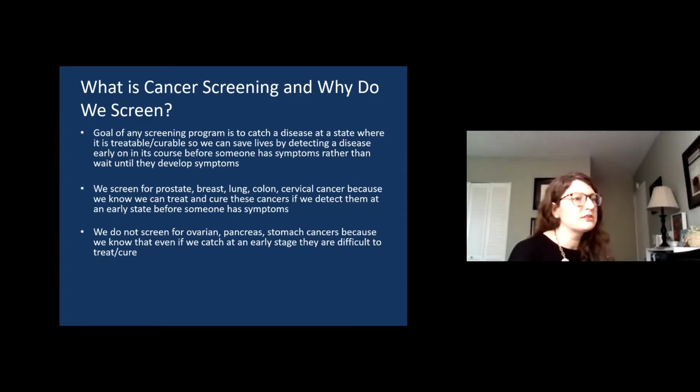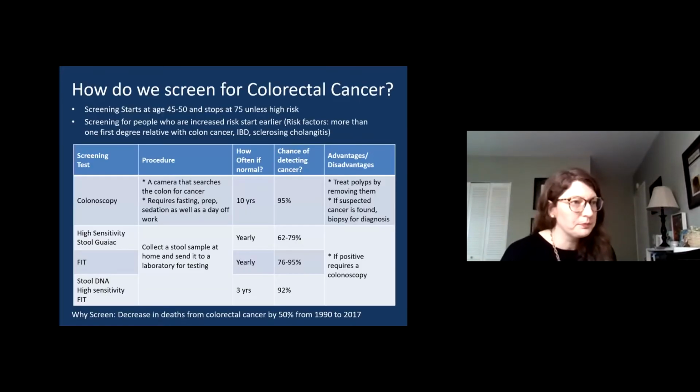So the types of cancer we tend to screen for are prostate, breast, lung, colon, cervical cancer. But we don't tend to screen for cancers like ovarian, pancreas, stomach cancers because we don't have a reliable way of detecting them, and we don't have a reliable way to treat and cure them.